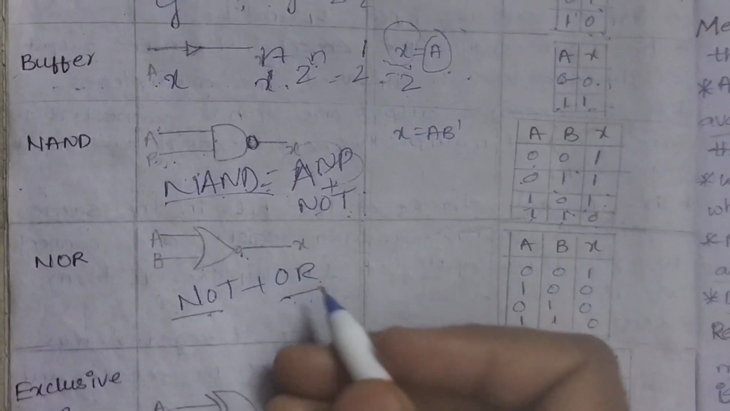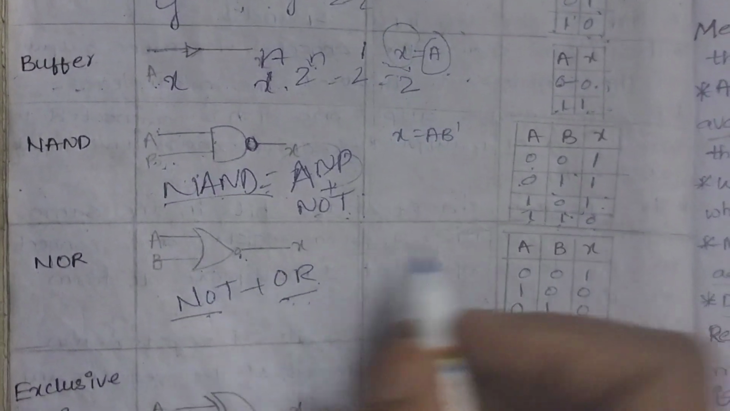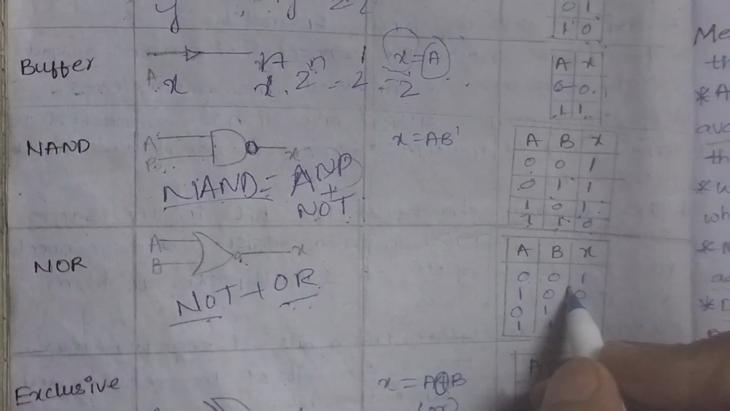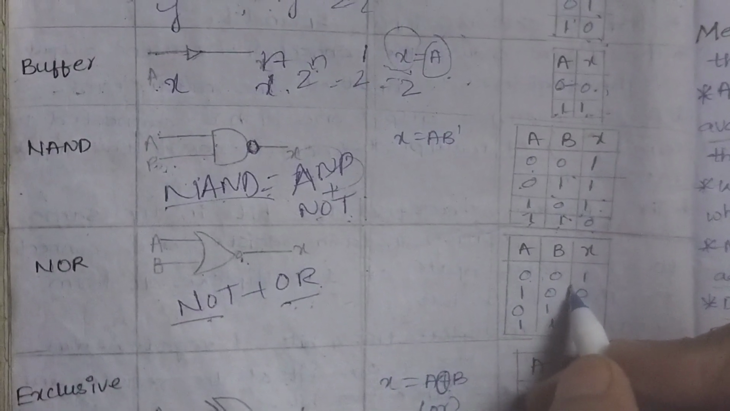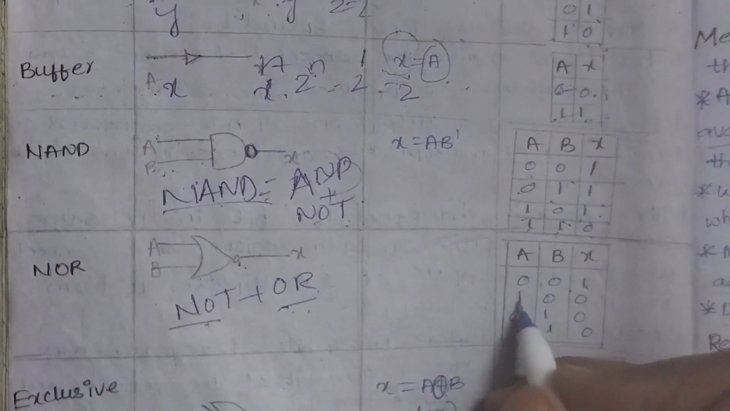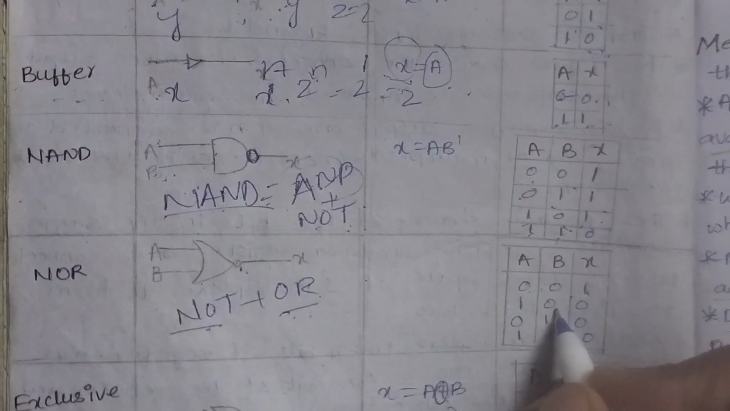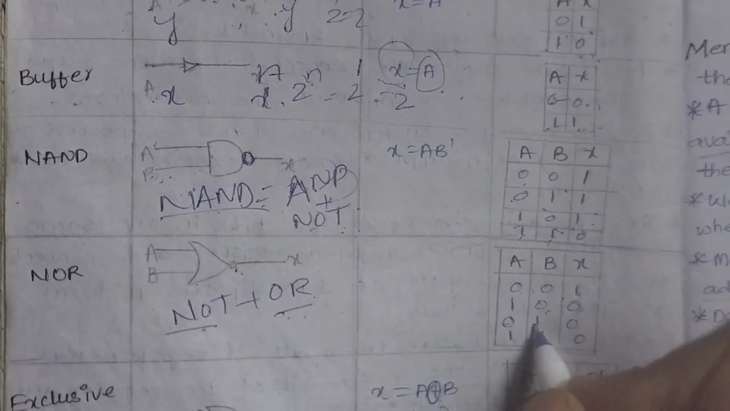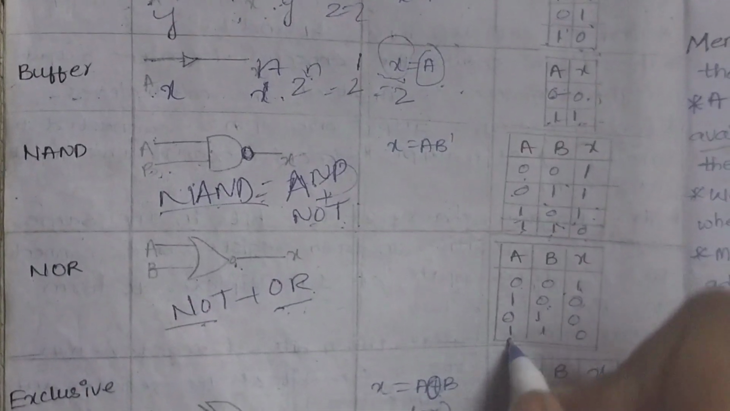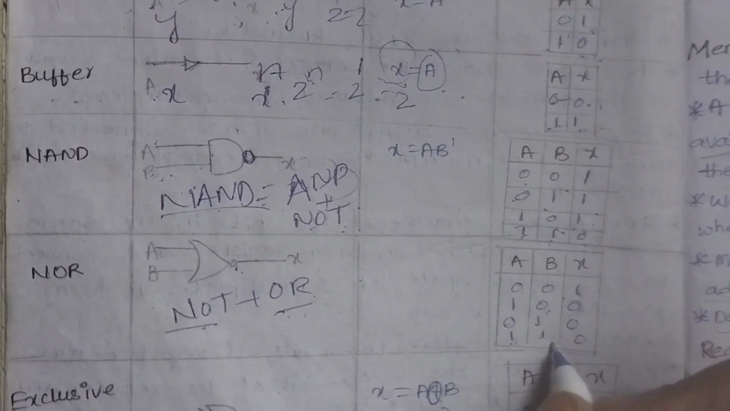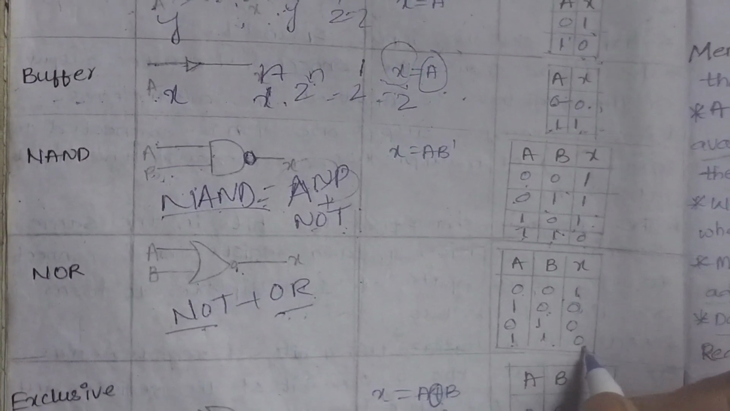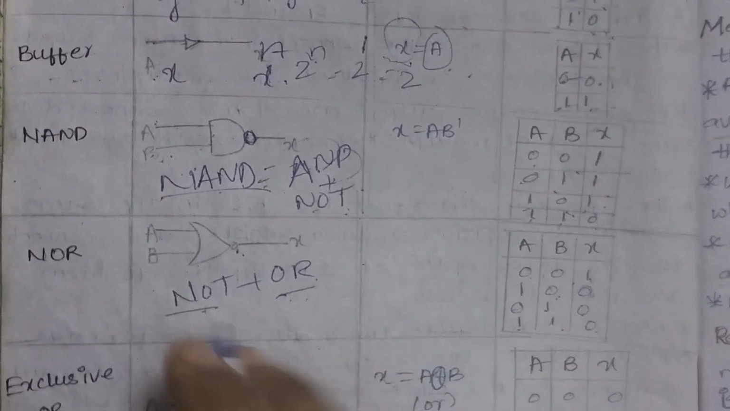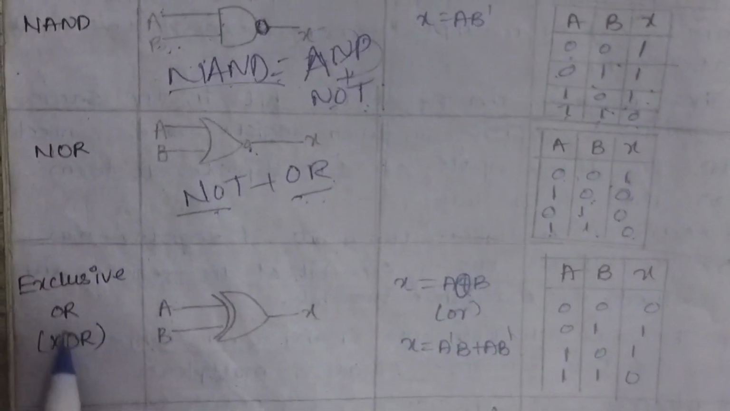It will represent the opposite value after calculating. 0 plus 0 is 0. For 0, the opposite value is 1, so we will get 1. 1 plus 0 is 1. For 1, the opposite value is 0. 0 plus 1 is 1. The opposite value of 1 is 0. In logic gates, 1 into 1 is 1. The opposite of 1 is 0, so we will get 0 as output. This is a representation of a NOR gate.